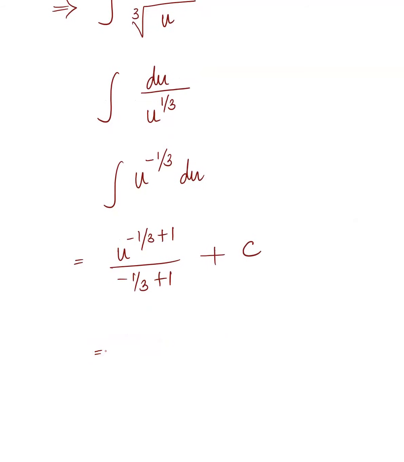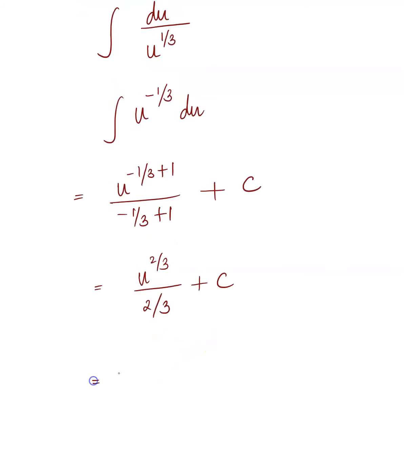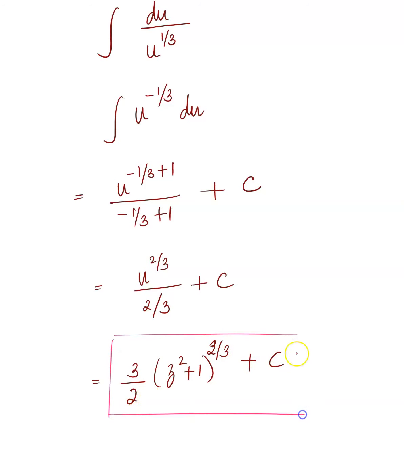And that will be 2 over 3, u power 2 over 3, over 2 over 3, plus c. That becomes 3 over 2, the denominator flips, right? Then it's u power 2 over 3 instead of u. Now you can substitute for it as z squared plus 1 power 2 over 3 plus c. And that's our answer here. Alright, we are pretty much prepared to go for definite integrals.